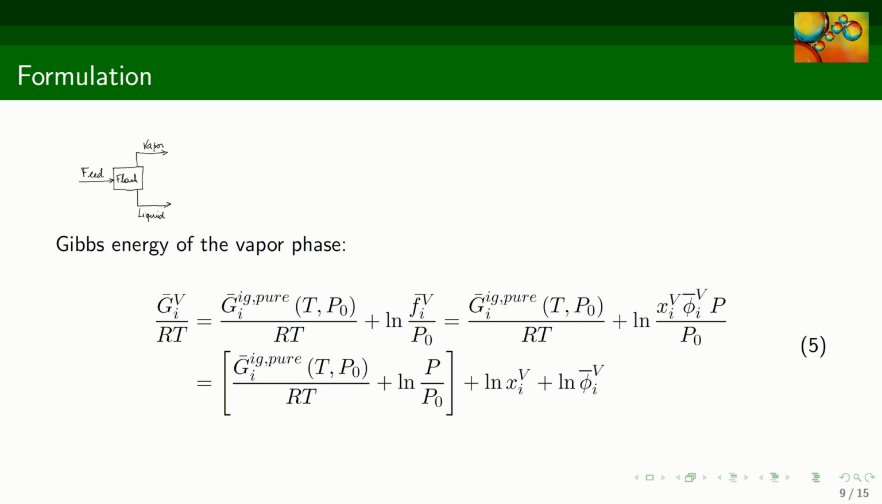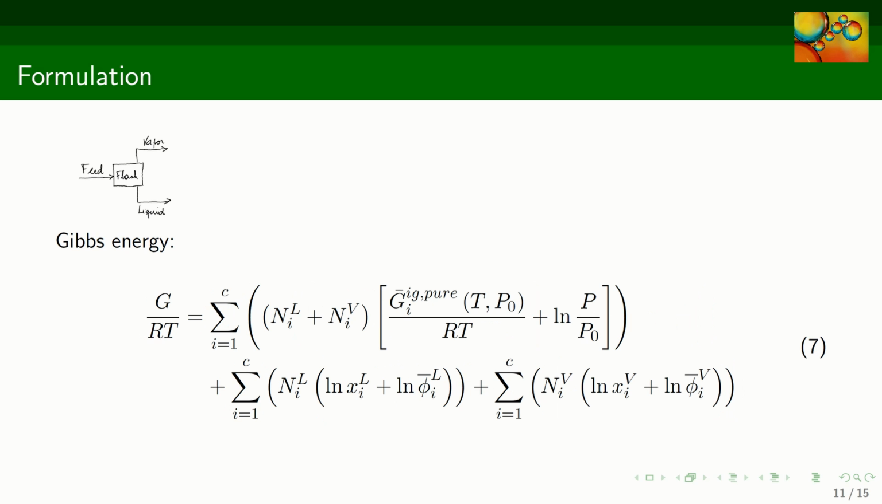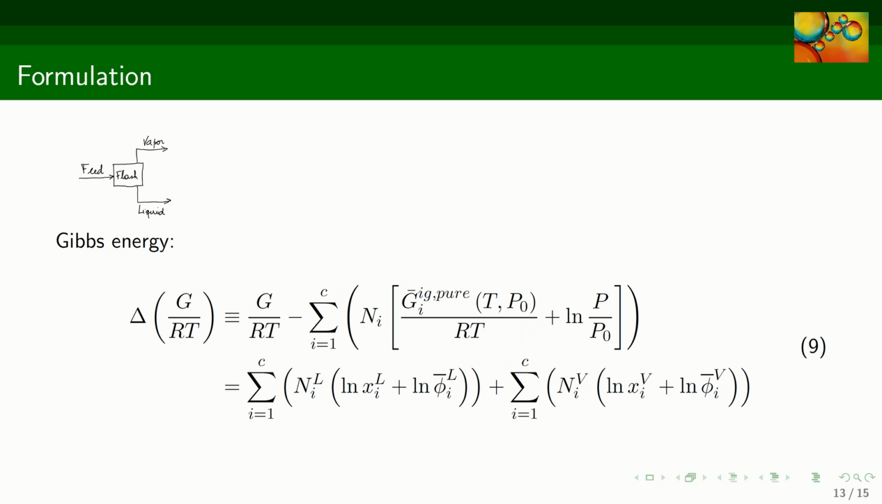Here we have developed this expression for the liquid phase, but an entirely analogous development can be made for the vapor phase. We can now put the contributions of the liquid and vapor phases into a single expression for the Gibbs energy divided by RT. This is an intermediate algebraic step in the development. When written as shown in this slide, the first term on the right-hand side of G over RT is a constant in an isothermal flash problem because it depends on temperature, on pressure, and component amounts, all of which are known beforehand. By moving this term to the left-hand side, we can now define a delta G over RT as given by equation 9. From a practical standpoint, our mathematical problem will be to minimize delta G over RT.